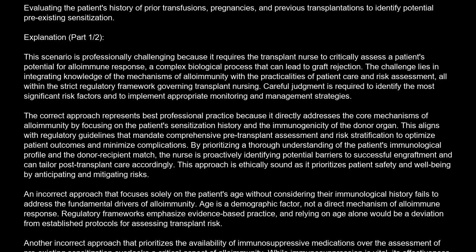patient's sensitization history and the immunogenicity of the donor organ. This aligns with regulatory guidelines that mandate comprehensive pretransplant assessment and risk stratification to optimize patient outcomes and minimize complications. By prioritizing a thorough understanding of the patient's immunological profile and the donor-recipient match, the nurse is proactively identifying potential barriers to successful engraftment and can tailor post-transplant care accordingly. This approach is ethically sound as it prioritizes patient safety and well-being by anticipating and mitigating risks.